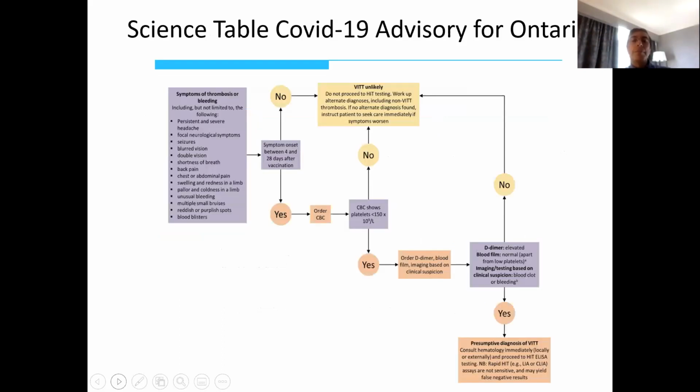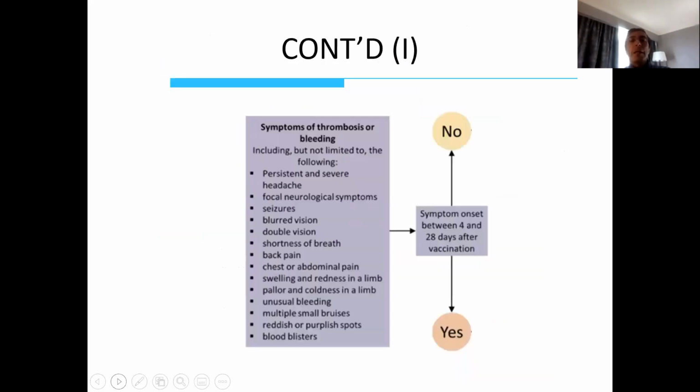Next slide, please. This is a summary. Apologies, it's just for you to view the entire summary. This is what has been recommended by the COVID-19 Advisory for Ontario. Next slide, please. In individuals with any one of those symptoms depicted on your slide, the persistent and severe headache, focal neurological symptoms, seizures, blurred or double vision, and then symptoms related to the other thrombotic territories that would have occurred with the ideal timing.